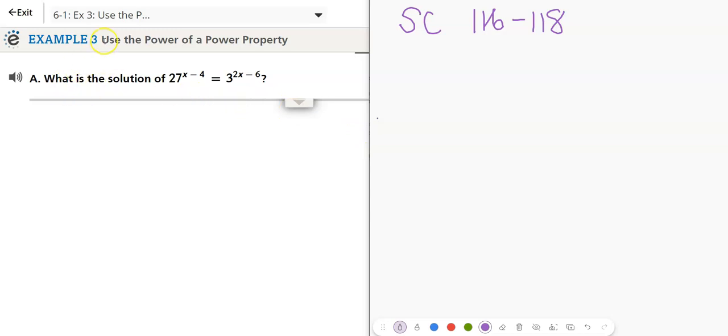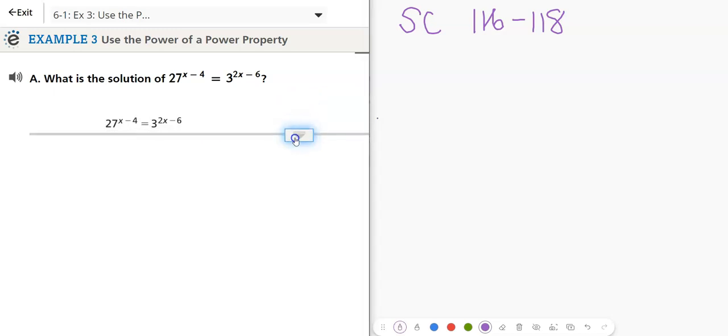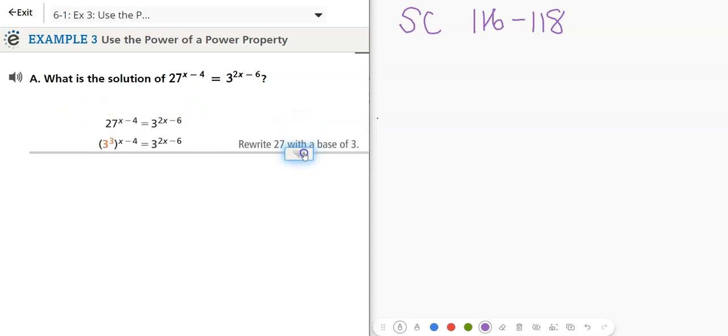Our first example, example 3, we're going to use the power of a power property to solve problems that look like this. We're taking what you learned with those exponent powers and taking them to the next step, where we're looking at problems that have powers that are equations or fractions, bases that don't match, and we're putting everything together so you can solve any type of power problem.